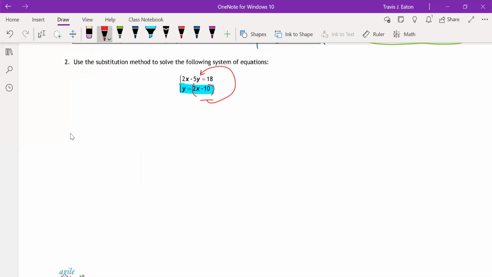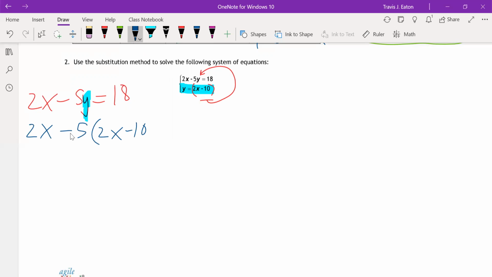All right, so now we're going to take this equation right here, the 2x minus 5y equals 18. And we are going to substitute the y with 2x minus 10. All right, so that part gets substituted. So 2x minus 5 times (2x minus 10) equals 18.